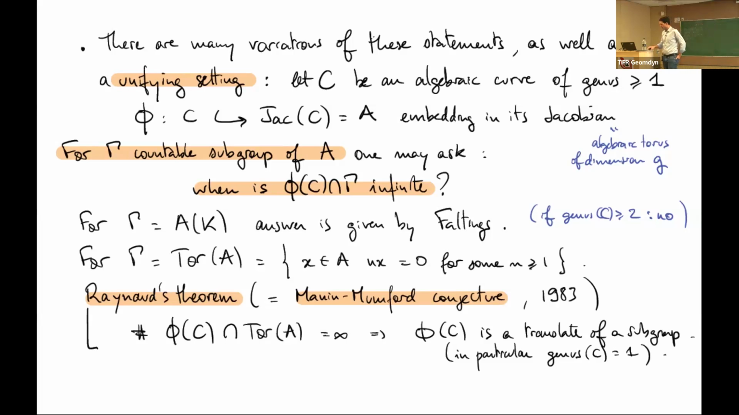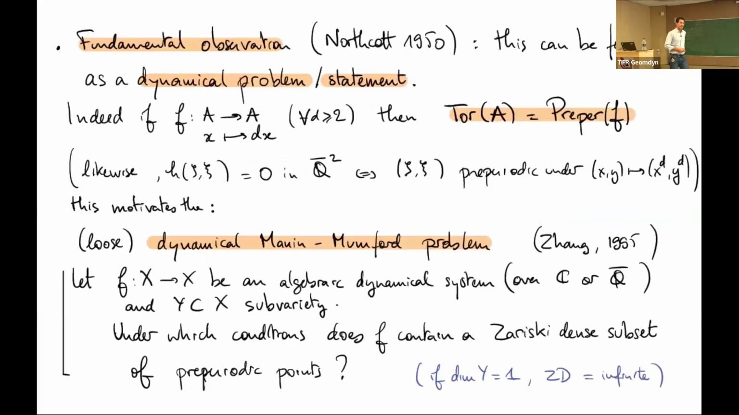Okay, so that was for the arithmetic geometry. So very fortunately for us, there is a way of rephrasing this problem into a dynamical setting. And that was observed, I think, in this paper by Northcott in 1950. The paper by Northcott is clearly about this.